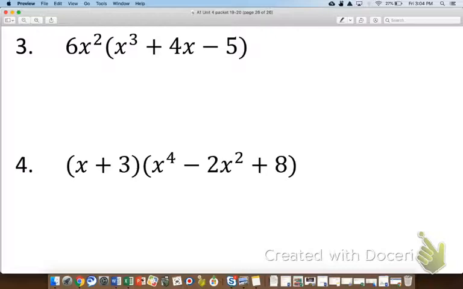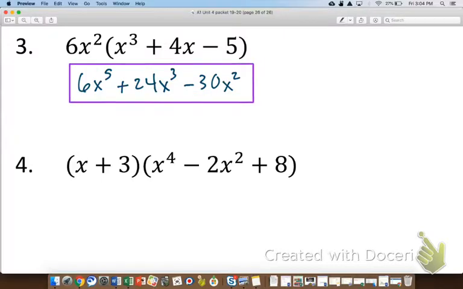Okay, anybody want to volunteer the complete answer for number 3? What do you think, Anya? 6x to the 5th plus 24x cubed minus 30x squared. She said that really fast, and I think I got it up there correctly. Bray agrees with Anya. Does anybody else agree with that? I agree with that. Issa's with you guys. Yeah, that's it.